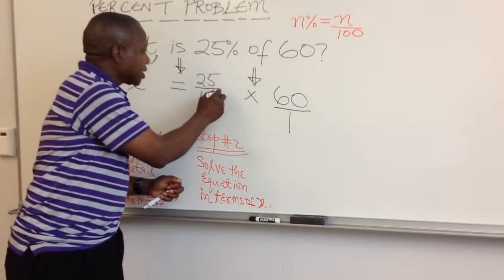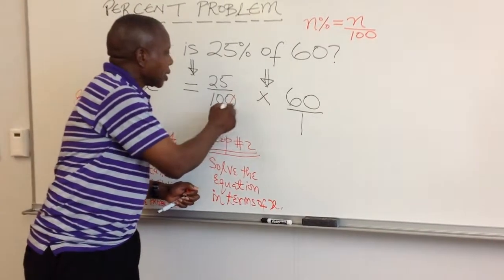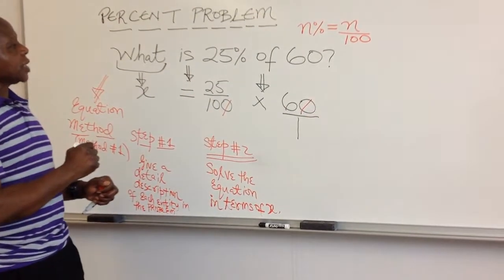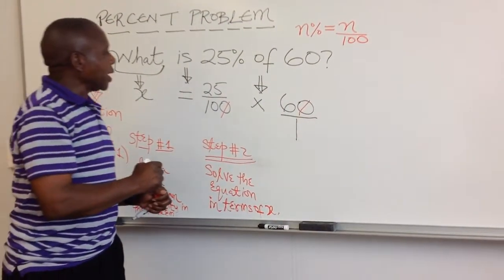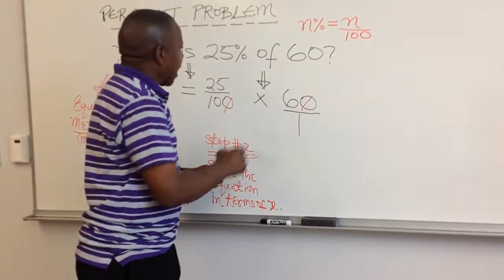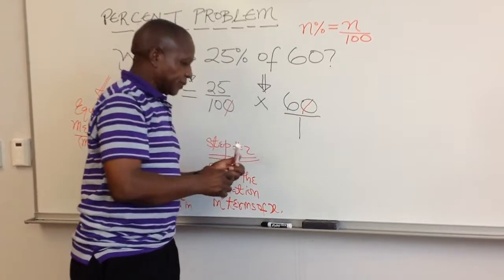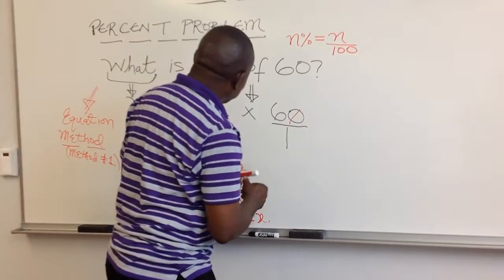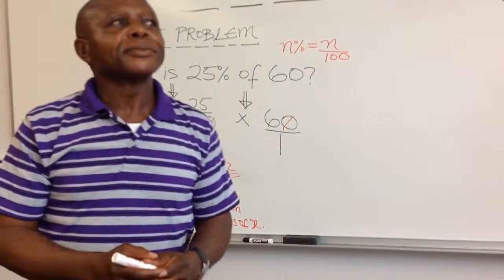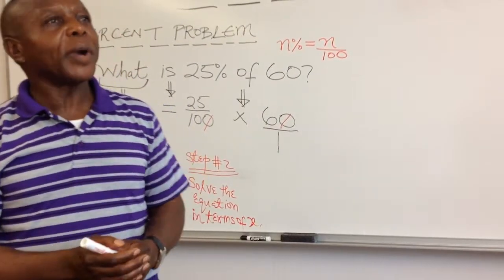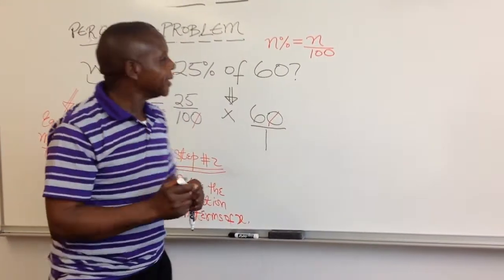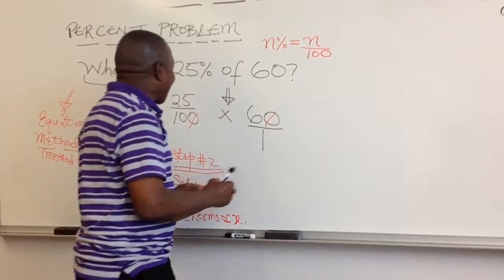Do a cross cancellation. Cancel out a 0 and cancel out a 0 here. Cross cancellation. And what else can we do? We can now multiply the 6 by 25. 6 times 25. So what is 6 times 25? Well, 6 times 25 is going to be 150.